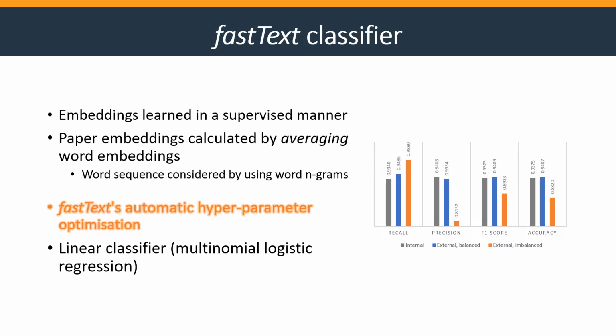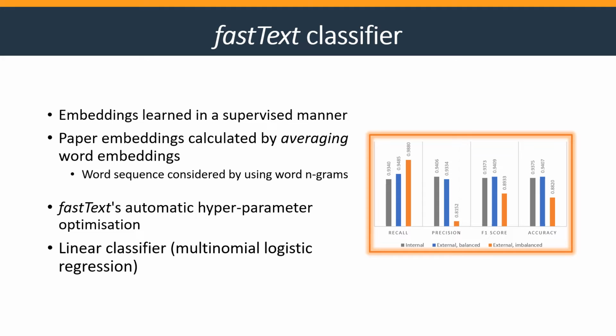Now this is a choice that is made for us during fastText automatic hyperparameter optimization, and this also optimizes other aspects of the model, like the dimensionality of the word embeddings that it is using. So with this out of the way, we can now focus on the results that we get during internal and external validation.